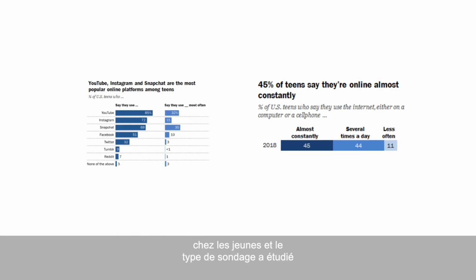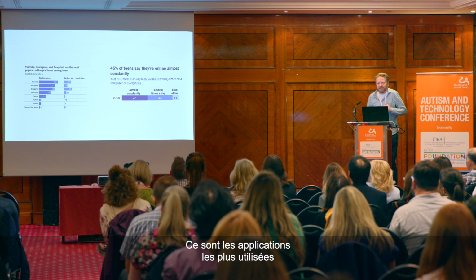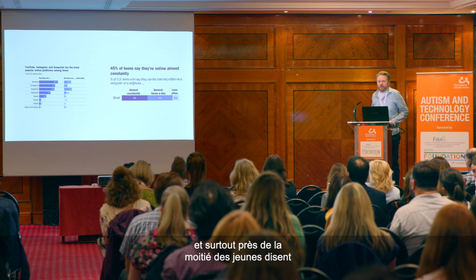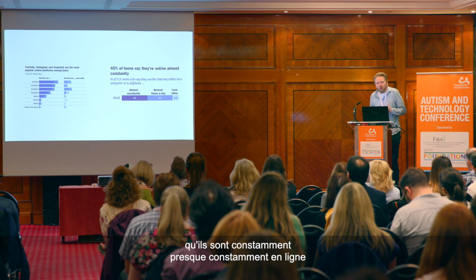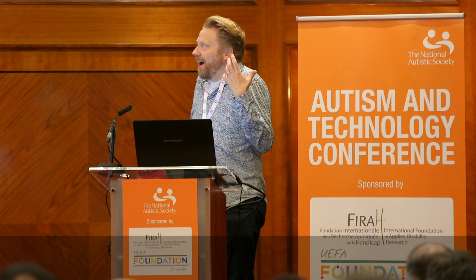The survey looked at what these young people are doing with their digital technologies. The big things they're doing, as you can imagine, are probably looking at YouTube, Instagram, Snapchat, and Facebook. They're the biggies that are being used. But importantly, almost half of the young people are saying that they're almost constantly online. And I'm sure many of us are familiar with this.